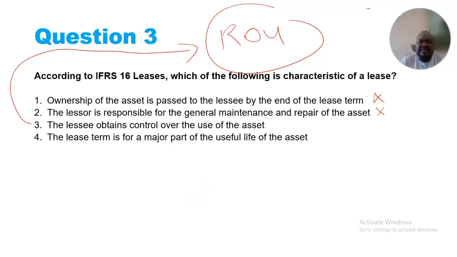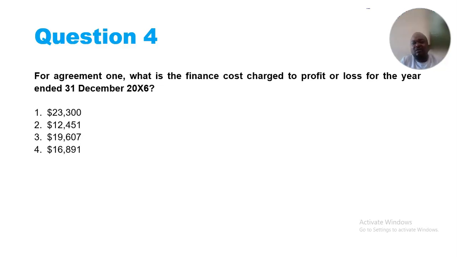Let us see 4. The lease term is for a major part of the useful life of the asset, which is wrong again. Sometimes you can enter into a lease for 2 years for a building that is going to be there for 50 years. So you can see that the answer there is 3. So to get these marks in an examination, it's very, very simple, isn't it? Let's move on. Number 4.